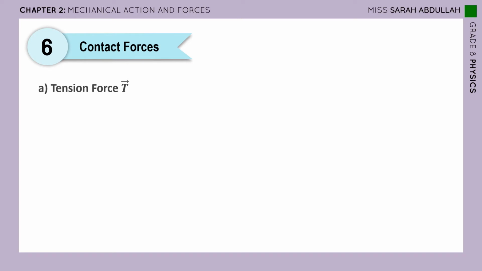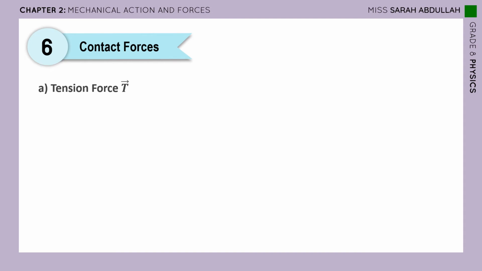So we are starting off with the contact forces. In this lecture, we're going to talk about three contact forces. So let us start with the first one. It is called tension force, T. Its symbol is T with an arrow above it, which means that it can be represented by a vector.